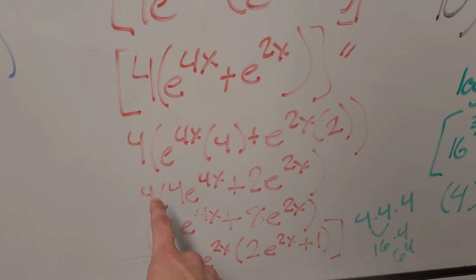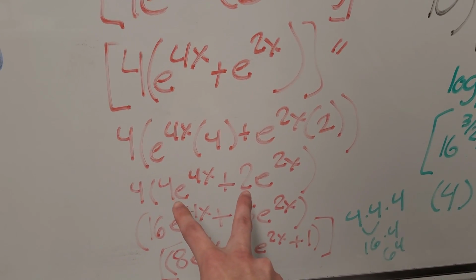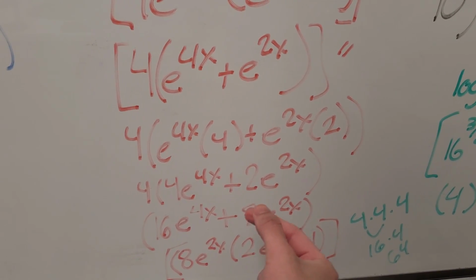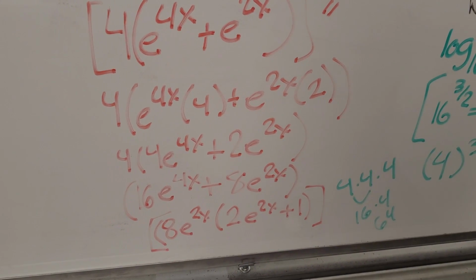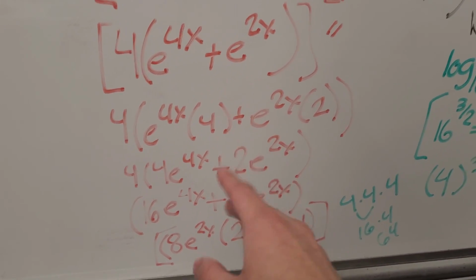If we would have kept the 4 factored out, we could have also factored out the 2, and then we just have to factor out the e to the 2x. So that would go out there, and then we would have our equation simplified just like this.